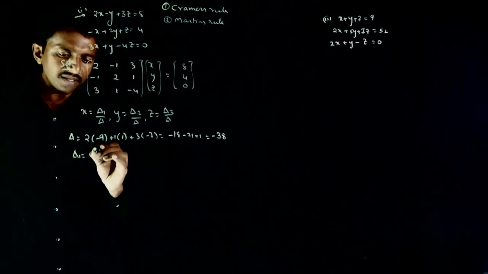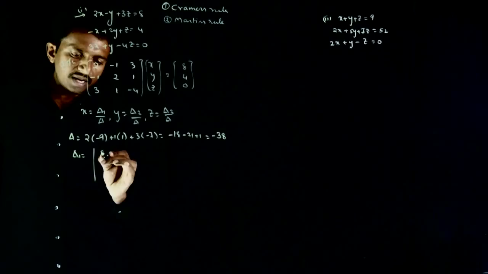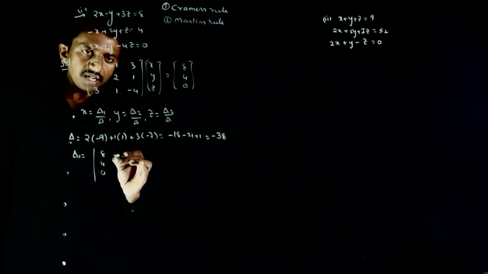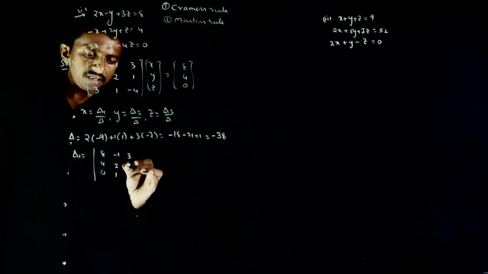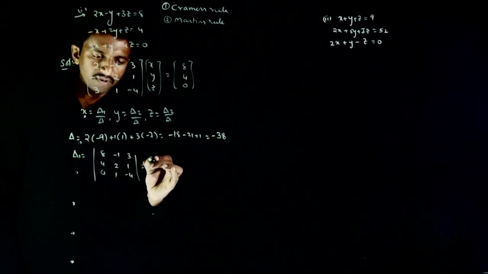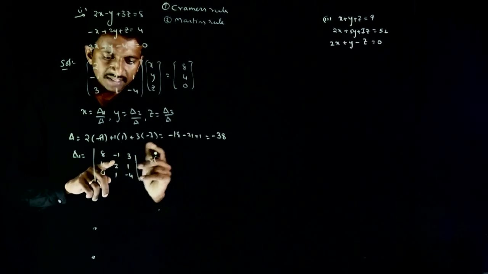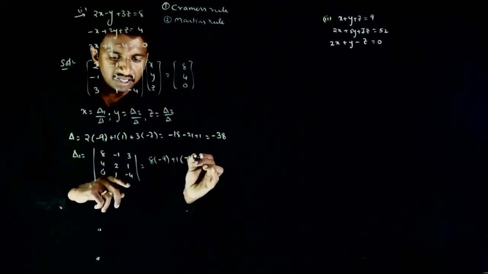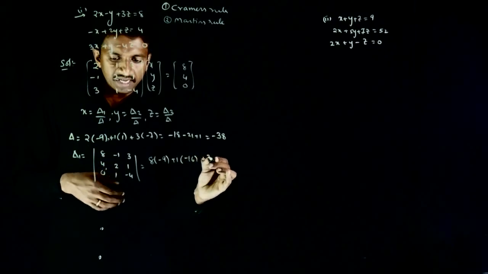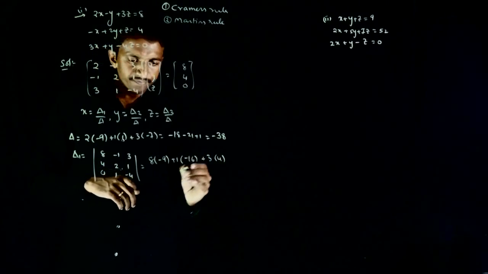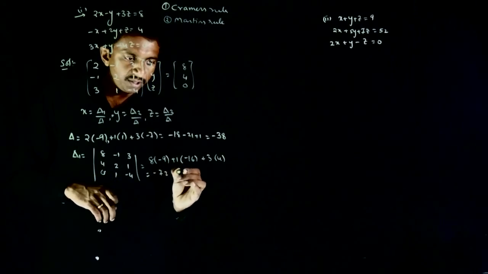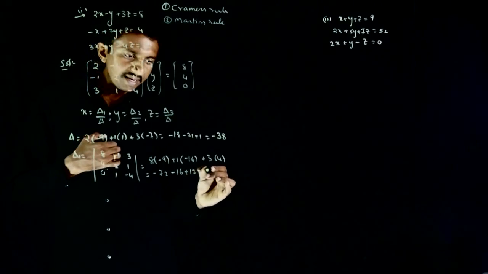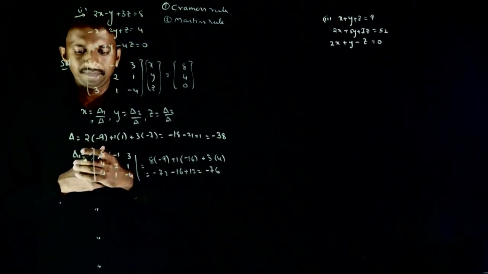Delta 1 is nothing but the determinant of 8 4 0. फर्स्ट कॉलम को आप कांस्टेंट मैट्रिक्स से रिप्लेस कर लीजिए. minus 1 2 1 3 1 minus 4, that is equal to 8 times minus 8 minus 1 minus 9 plus 1 times minus 16 plus 3 times 4, that is equal to minus 72 minus 16 plus 12, that is equal to minus 76.